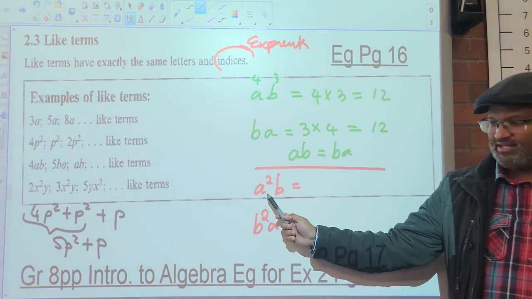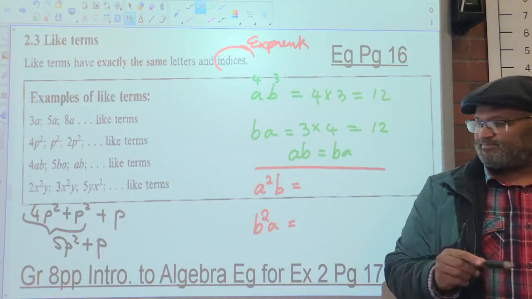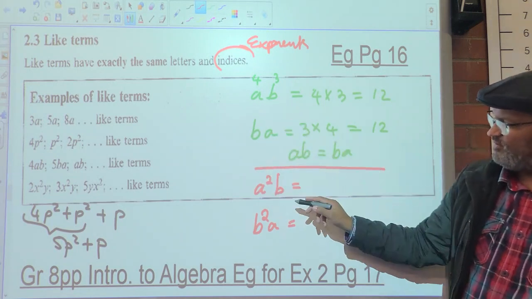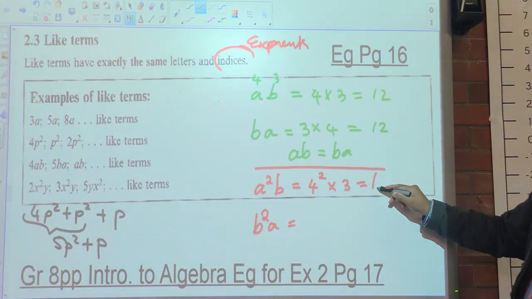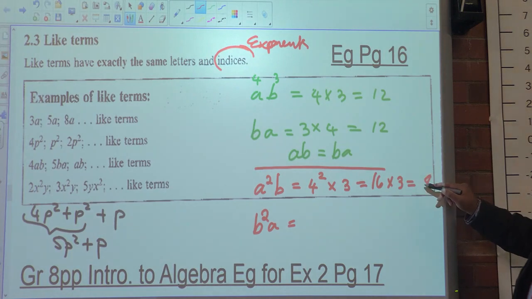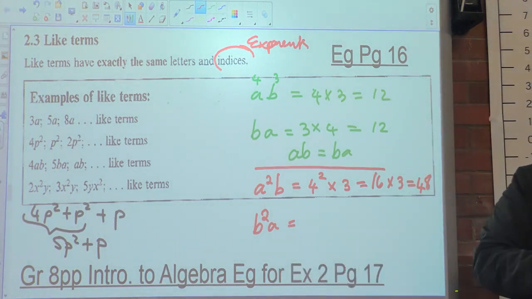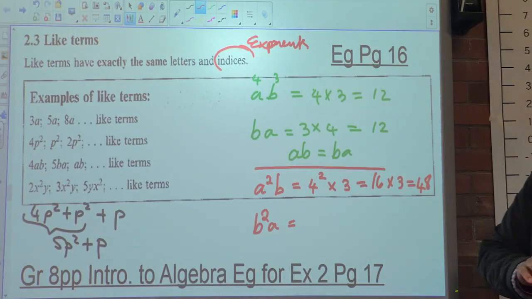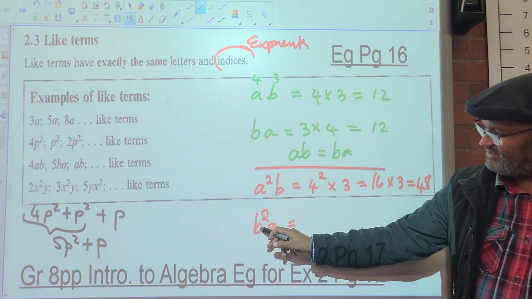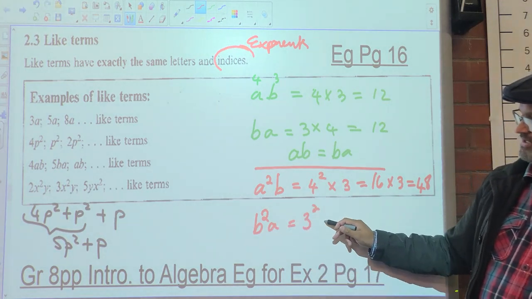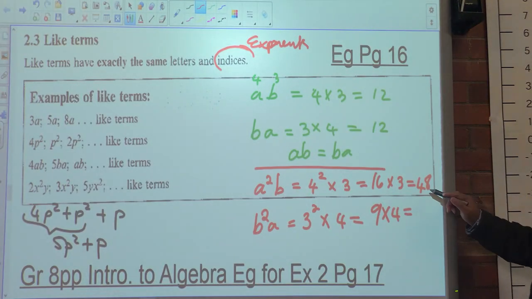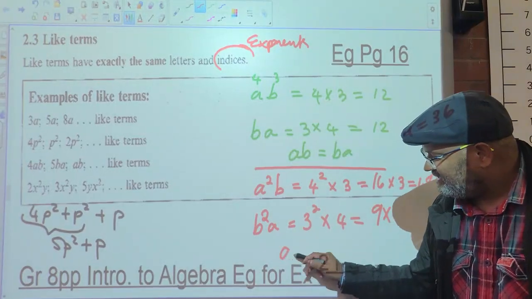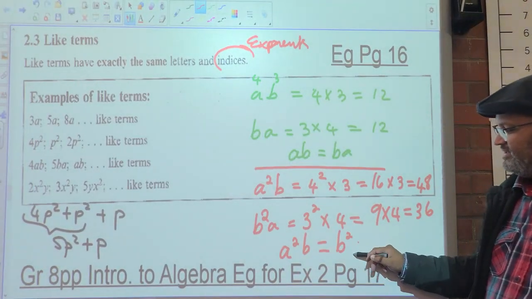You see, here the A is being squared and here the B is being squared. Let's see. What is A? 4. So you've got 4 squared multiplied by 3. What is 4 squared? 16 times 3, which is 48. So if this answer is 48, they are like, they are the same. Now what is B? 3. And 3 is being squared times 4. What's 3 squared? 9. 9 times 4 is not 48. It is 36. So is A squared B the same as B squared A? No. The answer is no.